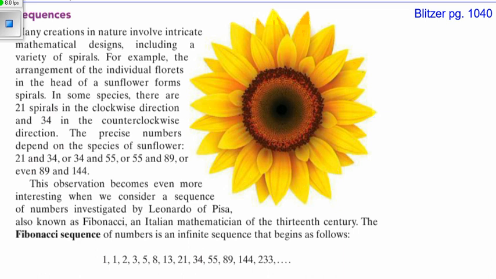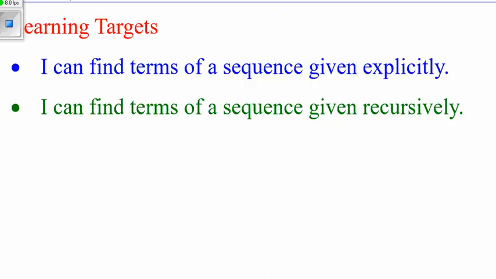And we're going to find two different ways to represent patterns called recursive and explicit. So those are our learning targets today. We're going to start our journey into figuring out ways to represent a sequence of numbers explicitly or recursively. So what is the difference in those two things?